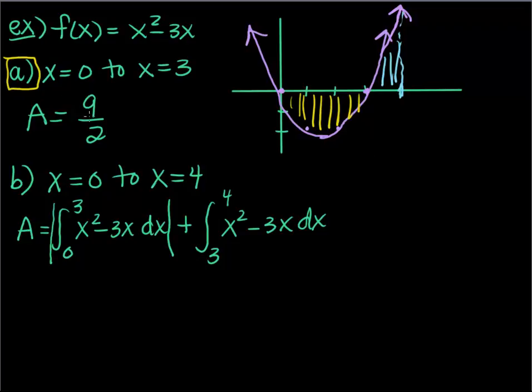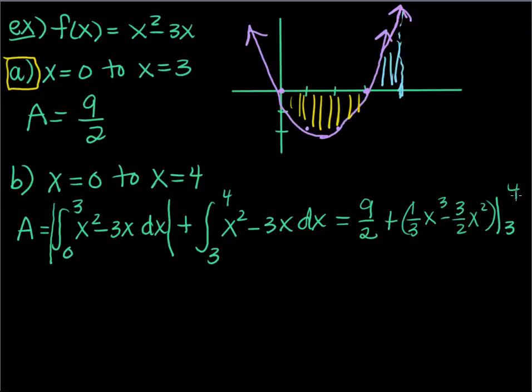Now of course we already have that figured out, so we're going to go ahead and put that 9 halves in. Here I don't need absolute values because I know that it's going to be positive, so I have 1/3 x cubed minus 3 halves x squared, and I'm going to evaluate this from 3 to 4. I'm just going to do that in my calculator really quick. Not that I can't do that in my head, but I do have a calculator.